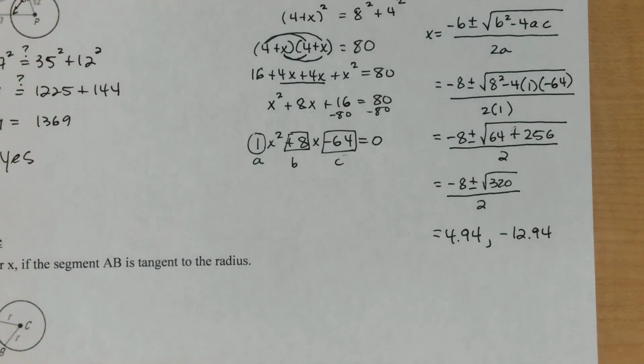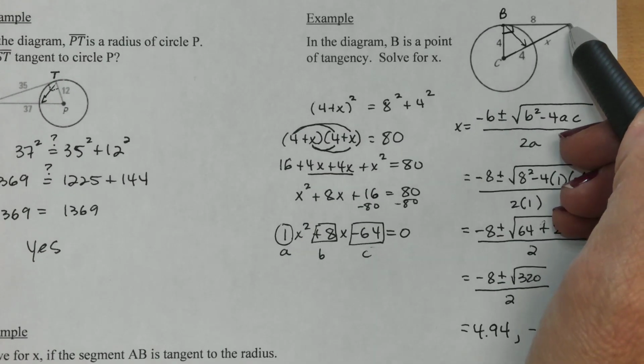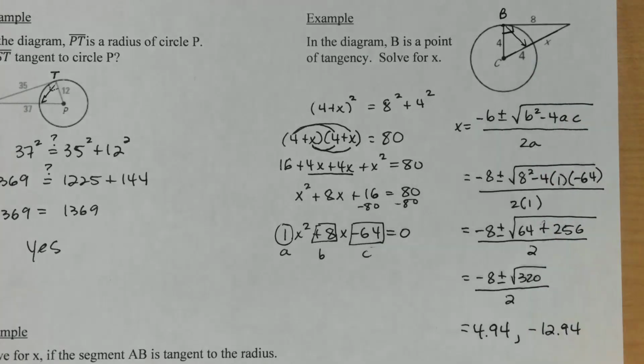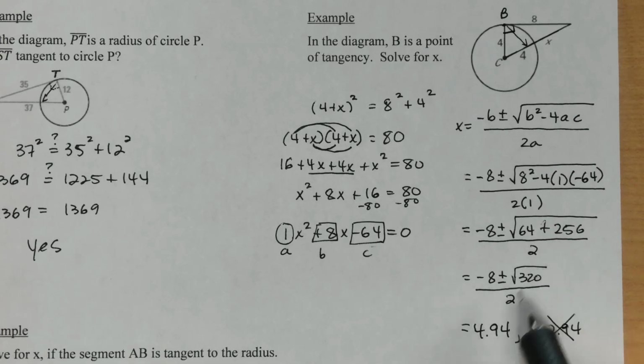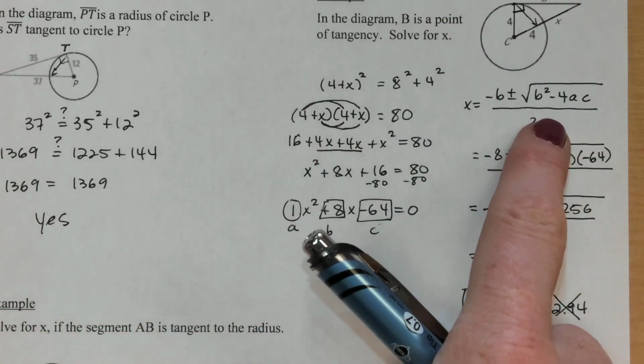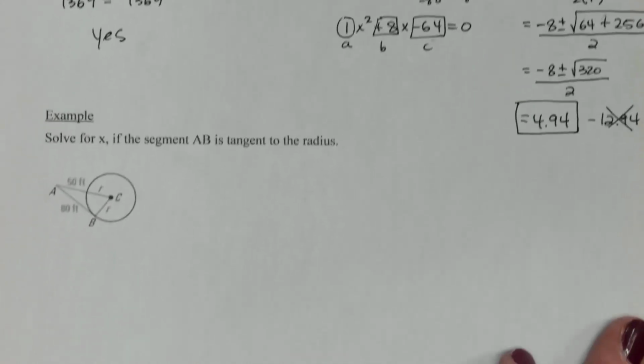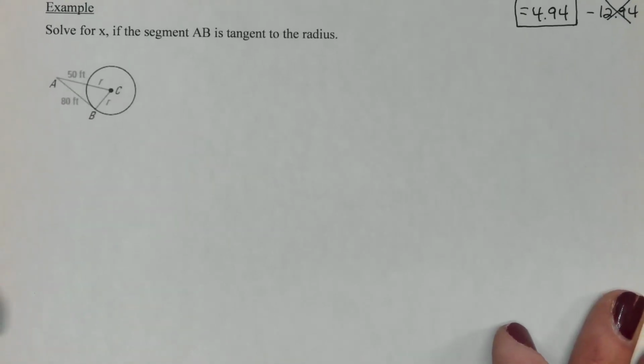So then out of those two answers, you kind of look and go, which one makes sense? Would it make sense that this could be a negative length? Nope, it doesn't. So that's not our answer. Our answer is going to be this 4.94. So a little brush back with foiling, quadratic formula, and how to solve that. You'll have a couple of those to do in your homework today. One more to do that looks kind of like that one.